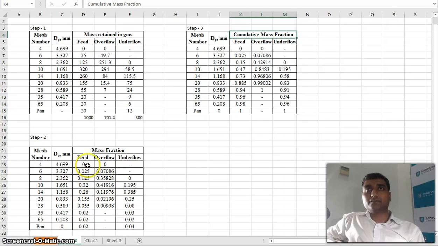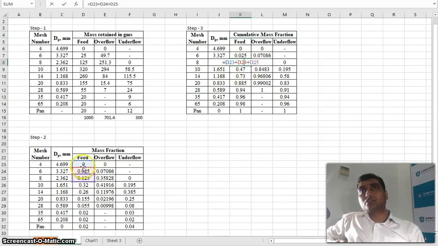all the values. Let's say for 0 it should be 0, then feed 0.025 for mesh number 6 plus mesh number 4, right? So this is 0 plus 0.025. Next, 0 plus 0.025 plus 0.125, this is 0.15, right? So this is the summation of this.